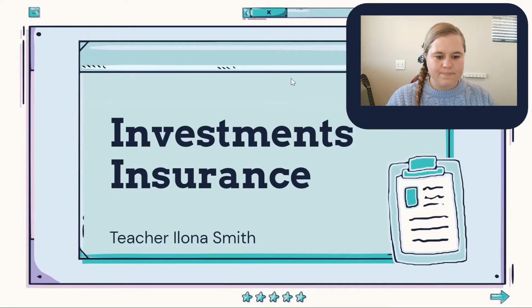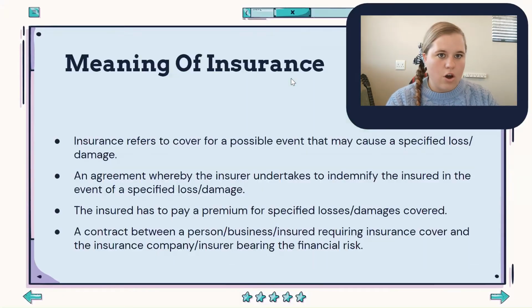Investment Insurance. The meaning of insurance. Insurance refers to cover for a possible event that may cause a specific loss or damage. It is an agreement whereby the insurer undertakes to indemnify the insured in the event of the specified loss or damage. The insured has to pay a premium for the specified loss or damages covered. It is a contract between a person or business, the insured, requiring insurance cover, and an insurance company, the insurer, bearing the financial risks.